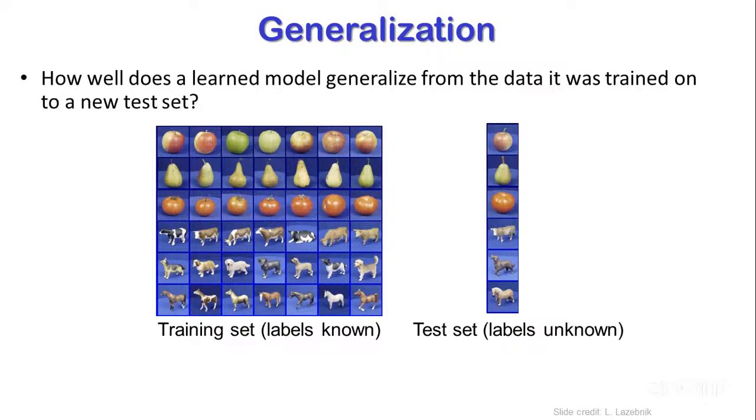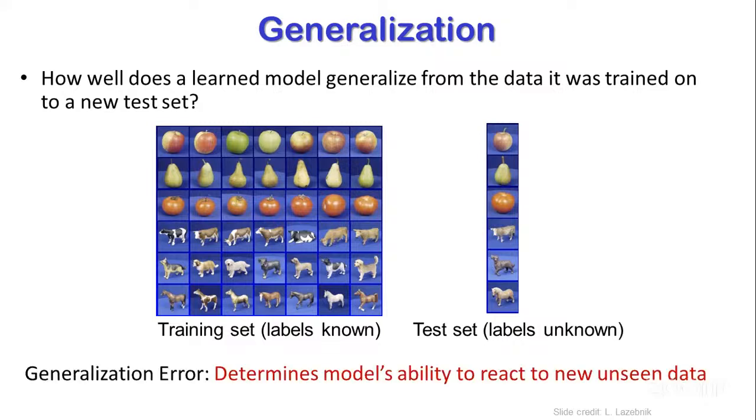So here you can see that this is your training set with the labels known, and this is, let us say, the test set with the labels unknown. And generalization error is what determines the model's ability to react to new unseen data. We want it to react in a good way.